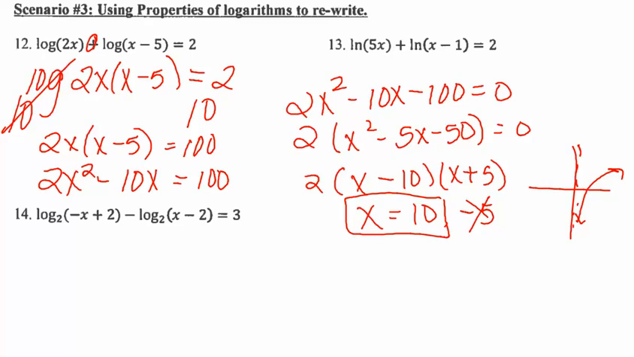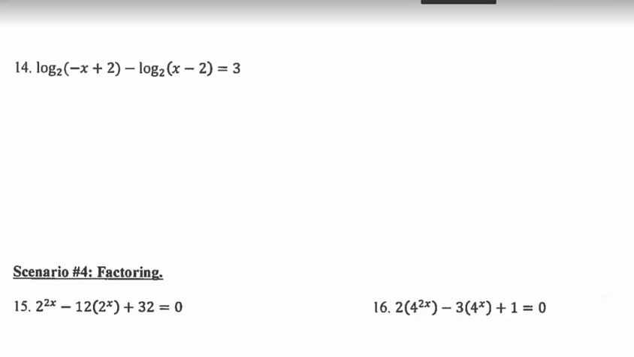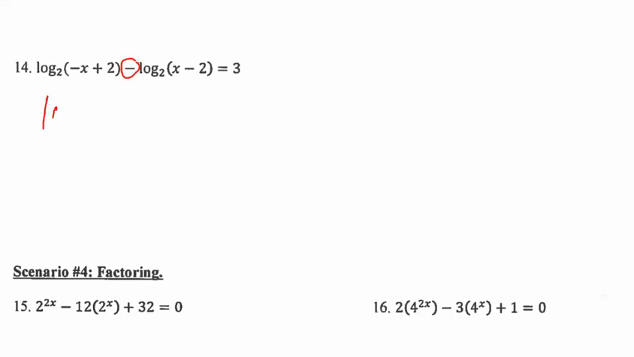I'm going to skip number 13. I'm going to go down and look at number 14. Number 14, because I have two logs on one side, I have to be able to condense it before I can get rid of it. So how I'm going to condense it, subtraction just means division. So I'm going to say log base 2 of negative x plus 2, all over x minus 2, equals 3.